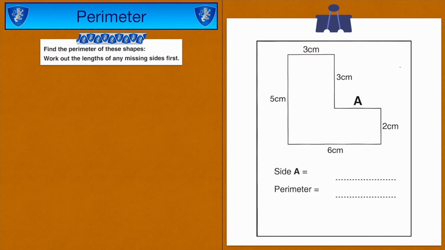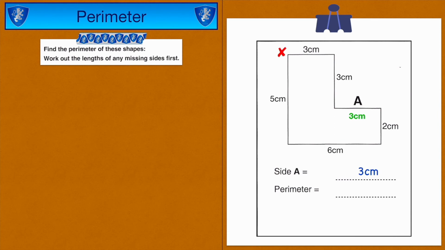Right, now the next one, we've got a missing side here. So if you see this side, we don't know what that is. So we need to work it out before we can do the perimeter. Now if you have a look, we know that side and we know that side. Now if we move that down, you can see that those two added together will give you that one. So A must be 3. So that's simple. So we know that A is 3.